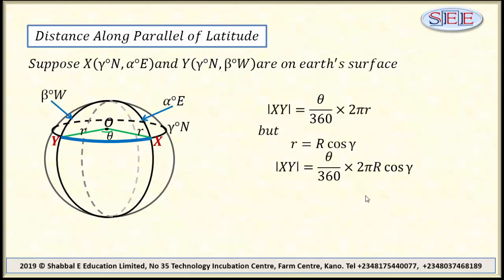So we can now rewrite this formula. We will now have distance xy, meaning the length of arc xy, equal to theta over 360 multiplied by 2 pi capital letter R cos gamma. I have replaced the small letter r by capital letter R cos gamma. So to find the distance between any 2 points that happen to be on the same latitude, the radius to use is the radius of that latitude, because it would not be given in the question. You use capital letter R cos gamma, where gamma is the angle of that very latitude.